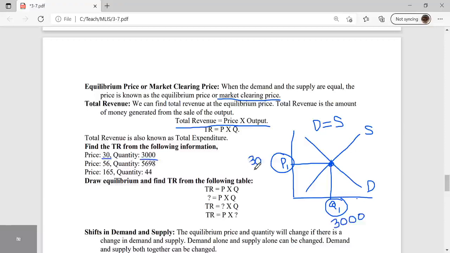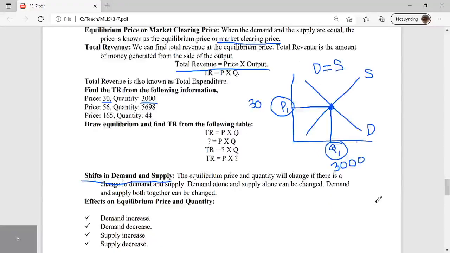In the next class we will be discussing the shift in demand and supply. If you have any problem, let me know. We don't have enough time to continue this chapter, but I really encourage you to ask questions.